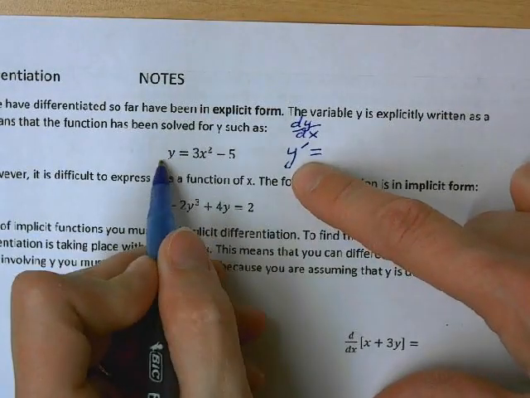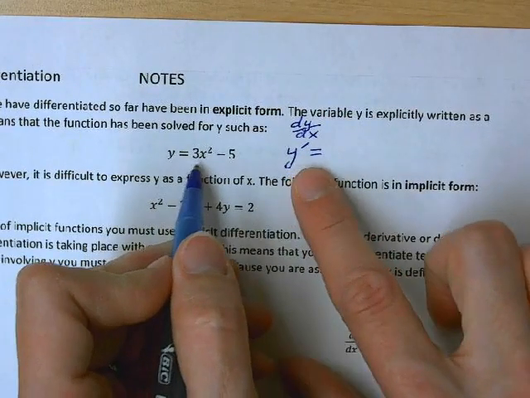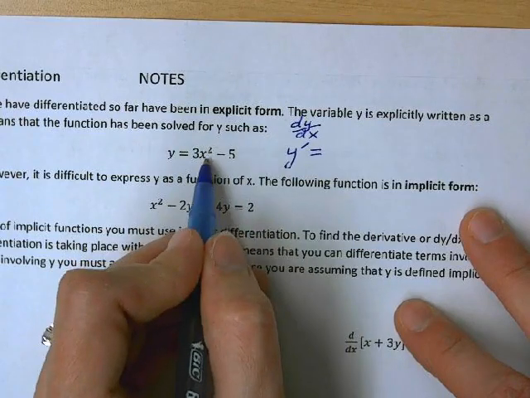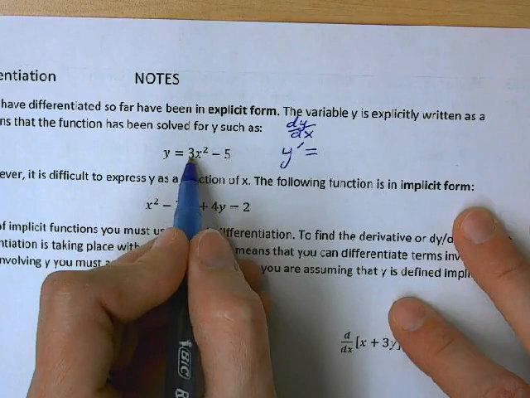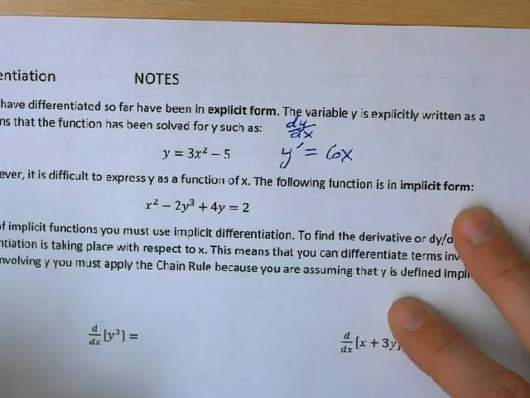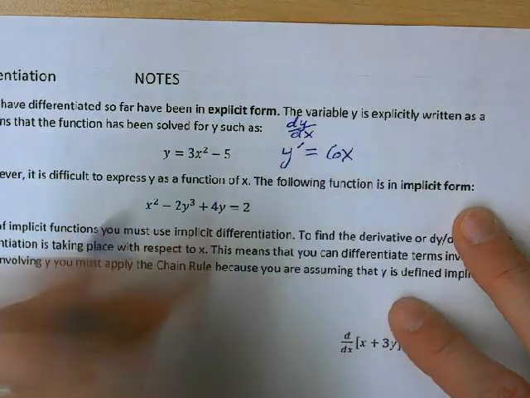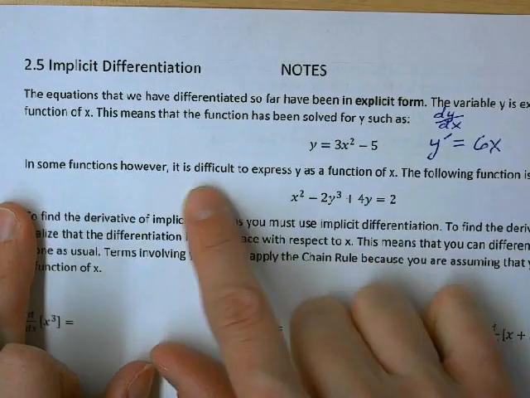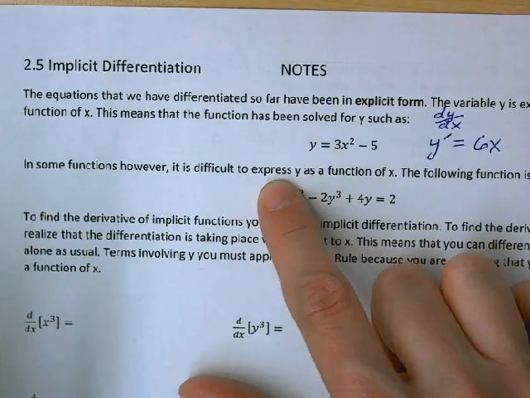So how do you find the derivative of y, the dy dx or y prime? How do you find it? What would it be for this one? 6x. That's it, right? Because the derivative of negative 5 is 0. Okay, so that's easy.